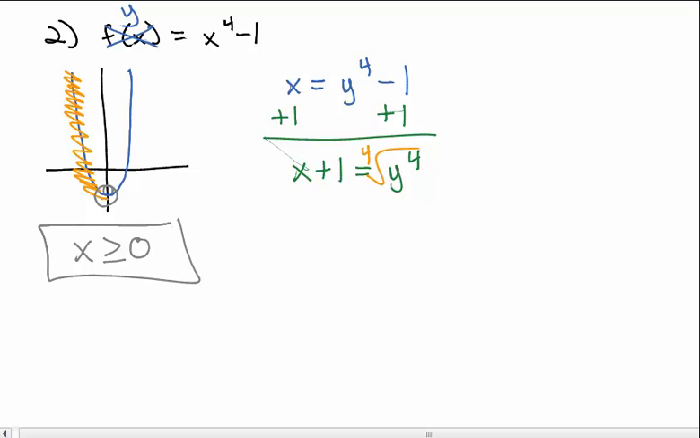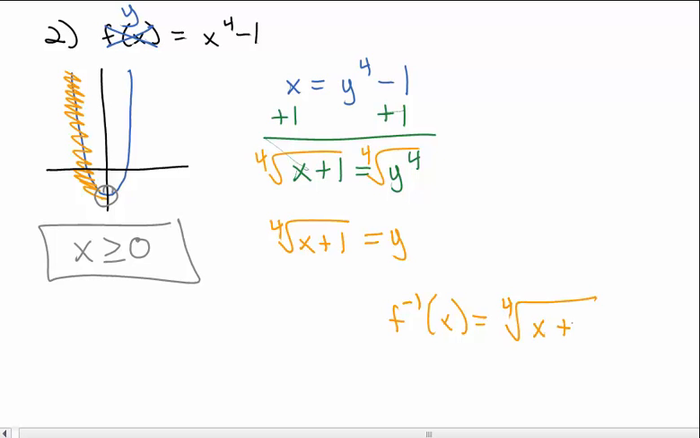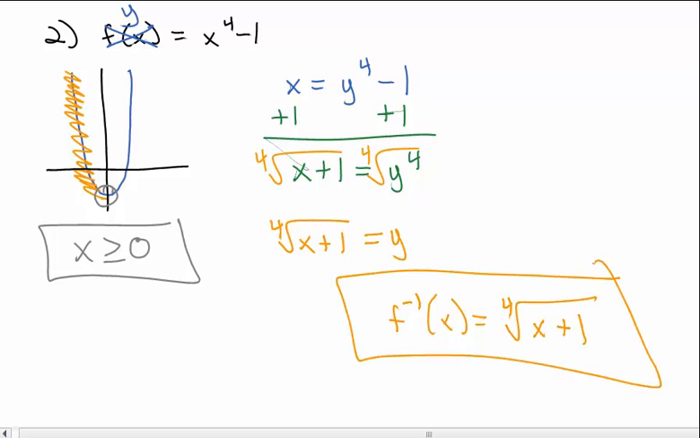Get rid of the fourth power with a fourth root. And because we are only interested in the right side, we're only interested in the positives, we don't have to worry about plus or minus. We just went to the right side. So y is equal to the fourth root of x plus 1, or we could say f inverse of x is the fourth root of x plus 1. We now have our inverse.